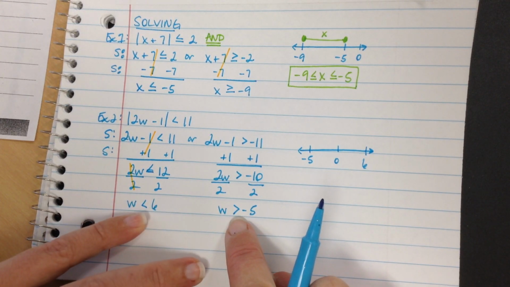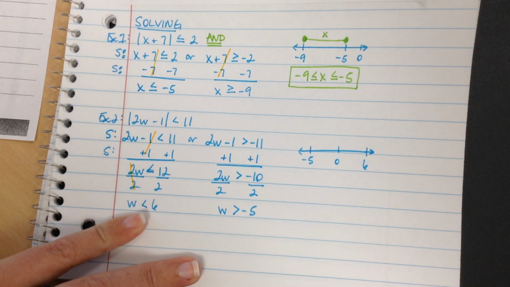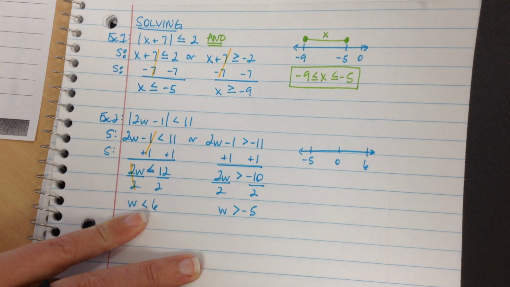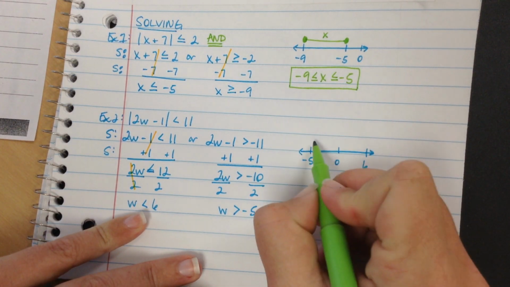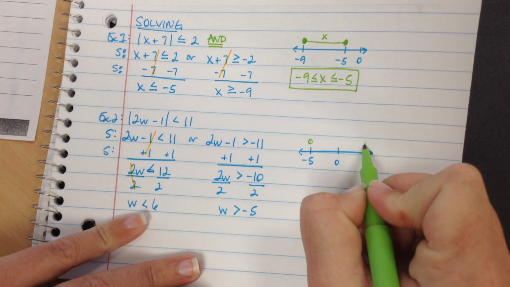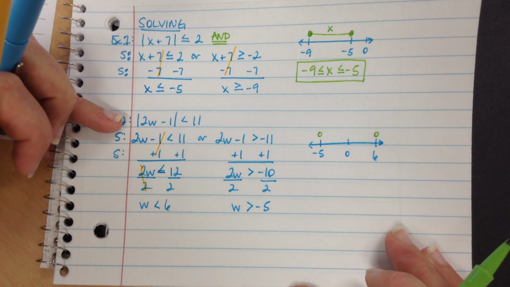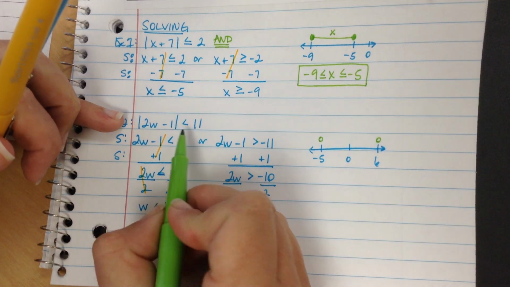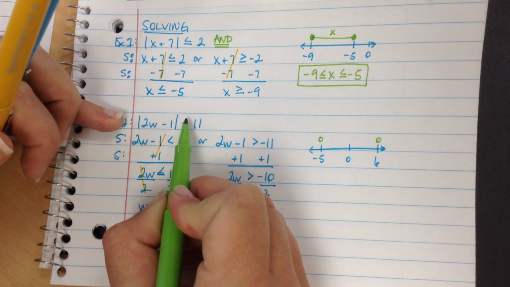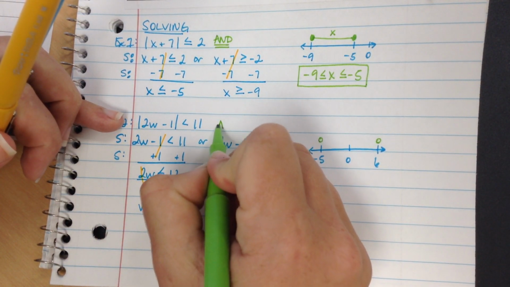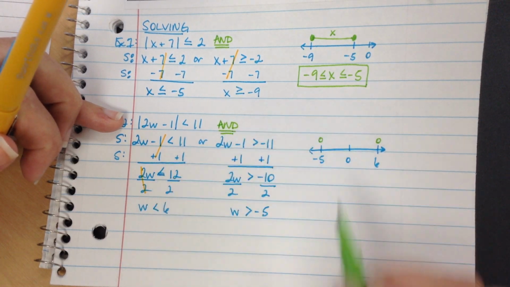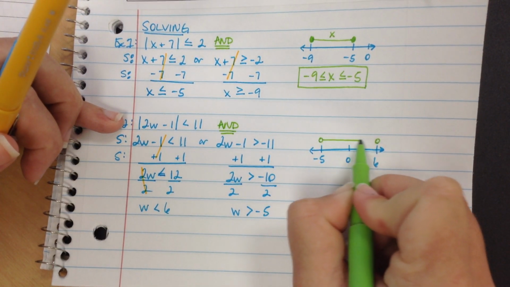According to our signs, they're not included, so we're going to need open dots above our numbers. We're going to have to refer back to our original equation to determine if we have less than or greater. This is a less than sign, which means our graph connects.